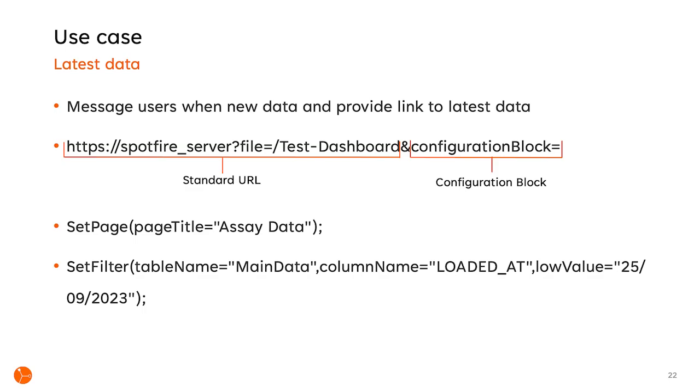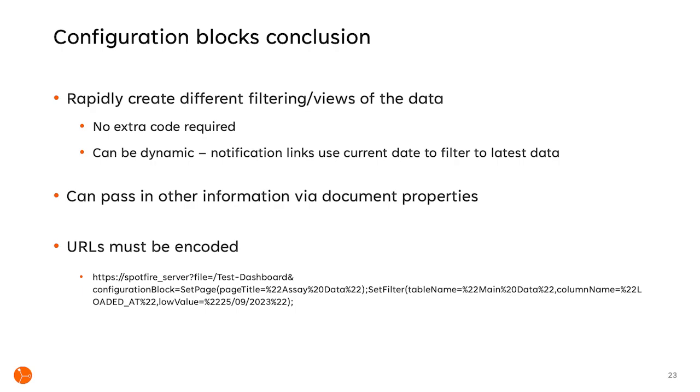A really simple thing to do, but within 2 hours that was rolled out into production, and the users were over the moon with it because they have a link they just click on in the notification system. So configuration blocks, conclusion. Well, it allows you to rapidly create all these different filtering and views of the data with no extra code. You don't need IronPython code to do this. It can be dynamic. So this is what we do. We paste in the date.